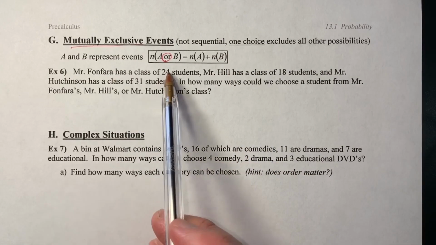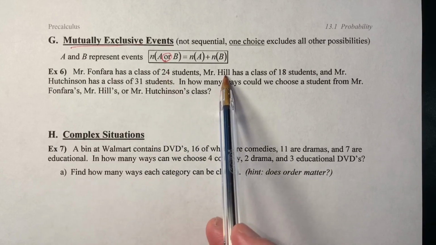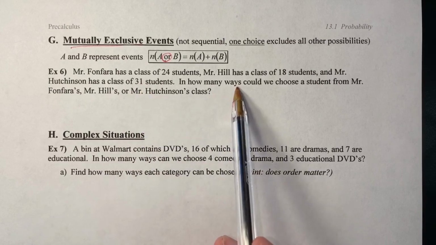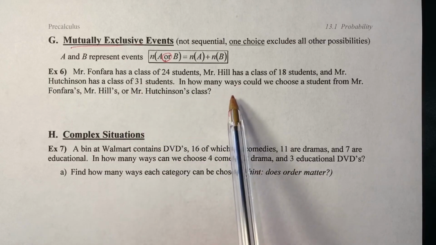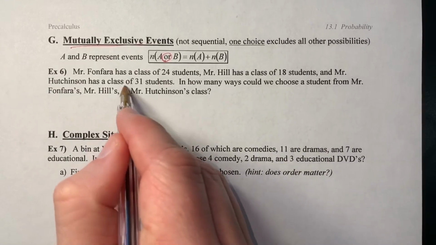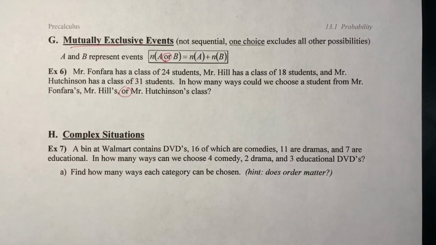So Mr. Fonfara has a class of 24 students, Mr. Hill 18, Mr. Hutchinson 31. In how many ways can we choose a student from Mr. Fonfara's, Mr. Hill's, or Mr. Hutchinson's class? So there's our key word, or.